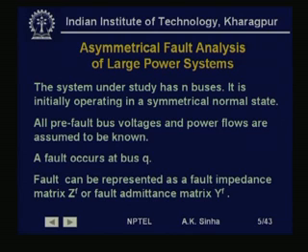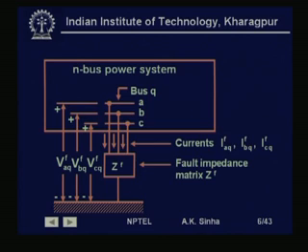Now, we will assume that the fault has occurred at a bus Q. This bus Q can be any bus in the system, and we will represent the type of fault by means of a fault impedance matrix or a fault admittance matrix. So, this is the power system that we have, an n bus power system, in which we have just extracted this bus Q, and the bus Q has A, B, C phases, and there is a fault which has occurred. This fault we are representing by a fault impedance matrix. We will see later how we do that.